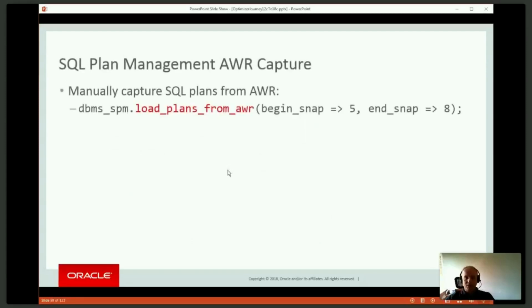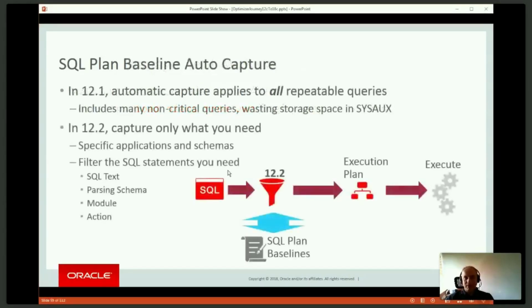Okay, regarding SQL plan management, we added new features where you can load plans from AWR. So if you use SQL plan management, you can capture SQL execution plans as SQL plan baselines from the AWR. You can also apply a filter. So in 12.1, if you used auto capture, it would capture pretty much everything happening in the system. But with 12.2, you can specify filters.